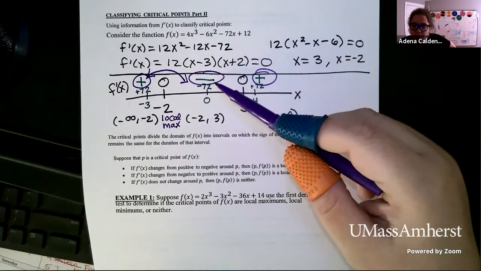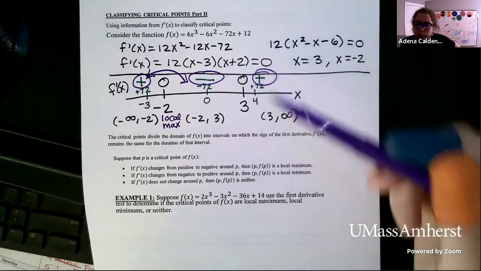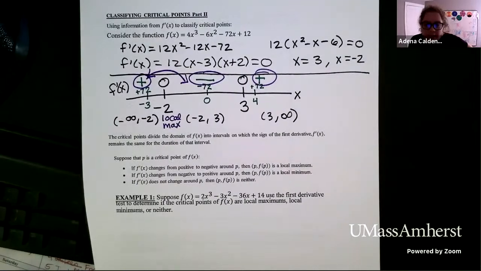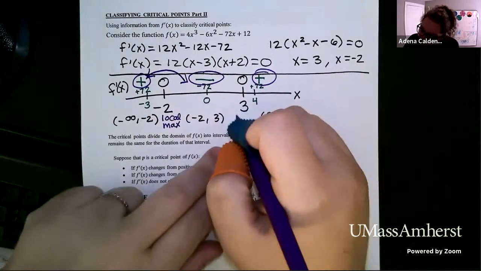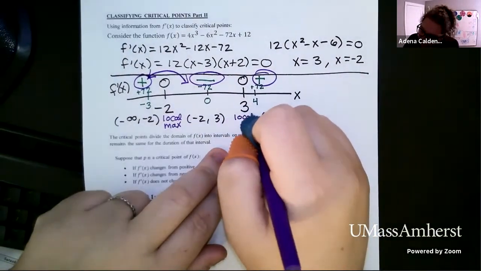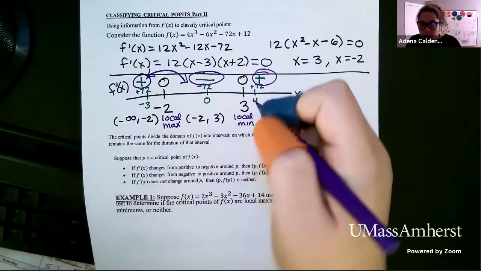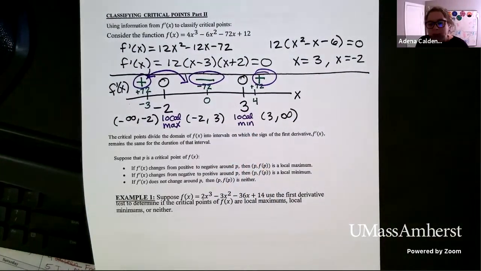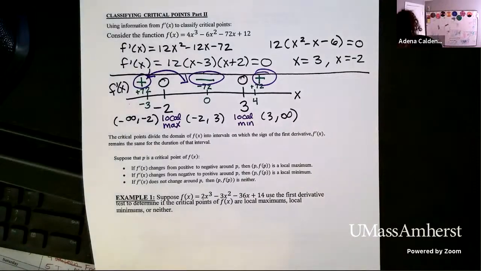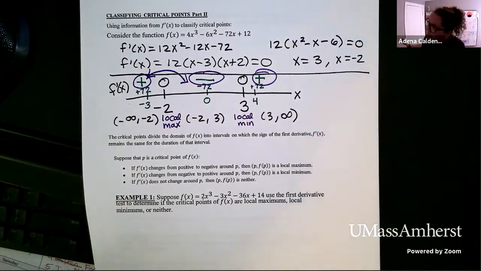So if your derivative changes from negative to positive around a critical point, that's going to give you a local minimum. So 3 is going to be a local minimum. So that's how we can use the first derivative to classify our points.